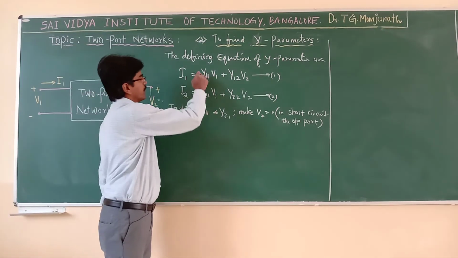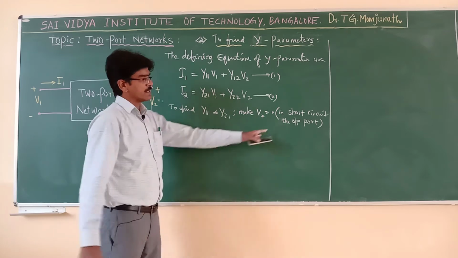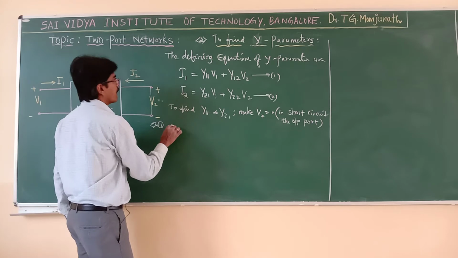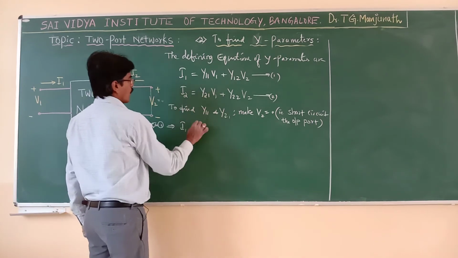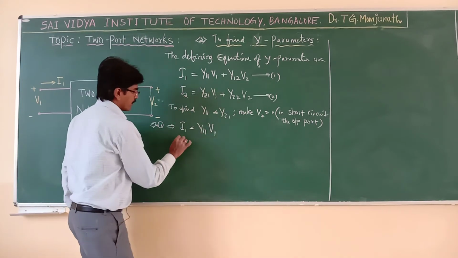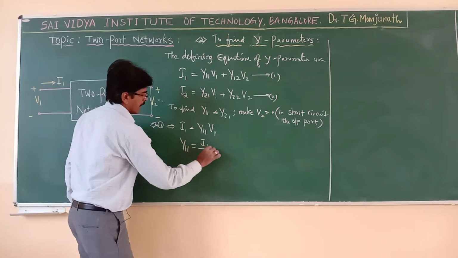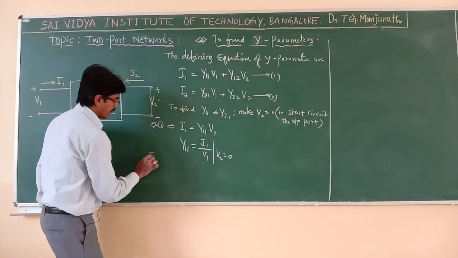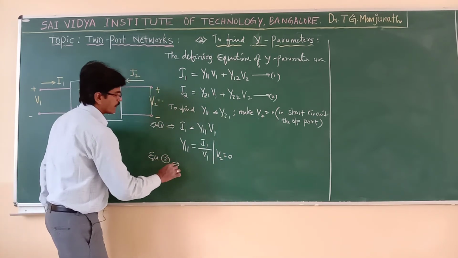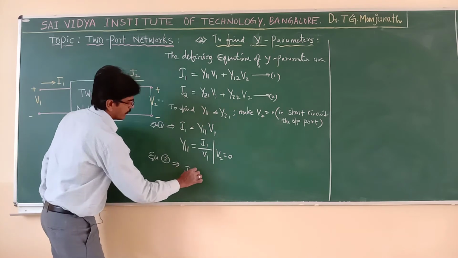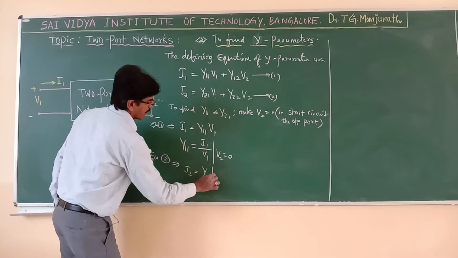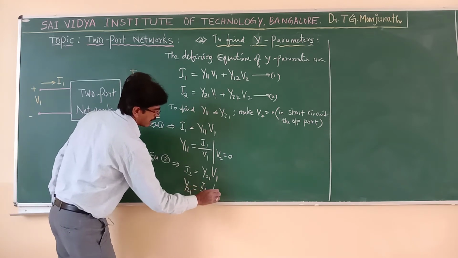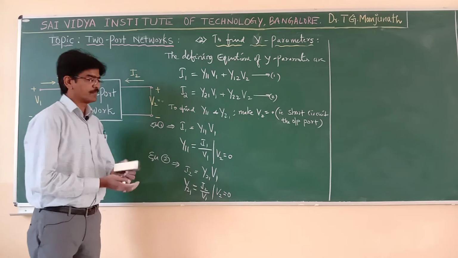So to find y11 and y21, make v2 equal to 0, that is short circuit the output port. Then what happens? Equation 1 gives I1 is equal to y11 v1. Therefore y11 is equal to I1 by v1 at v2 equal to 0. Similarly, equation 2 becomes I2 is equal to y21 v1. Therefore y21 is equal to I2 by V1 at V2 equal to 0.